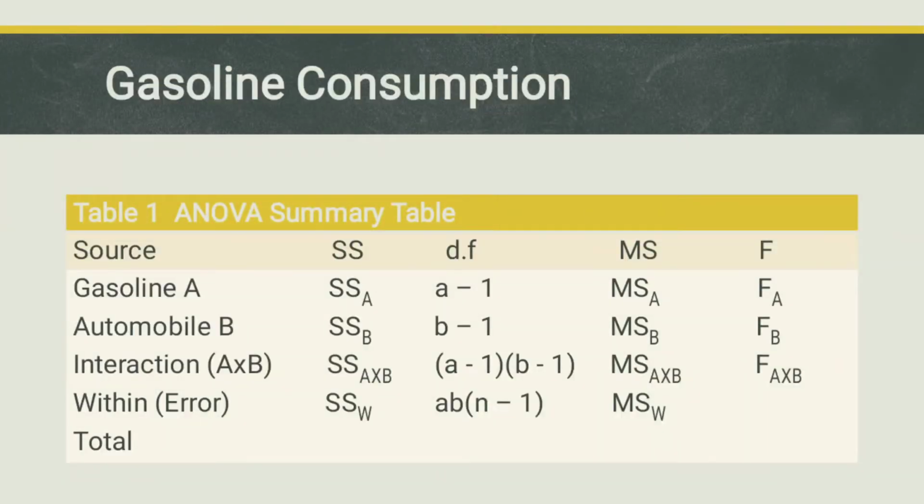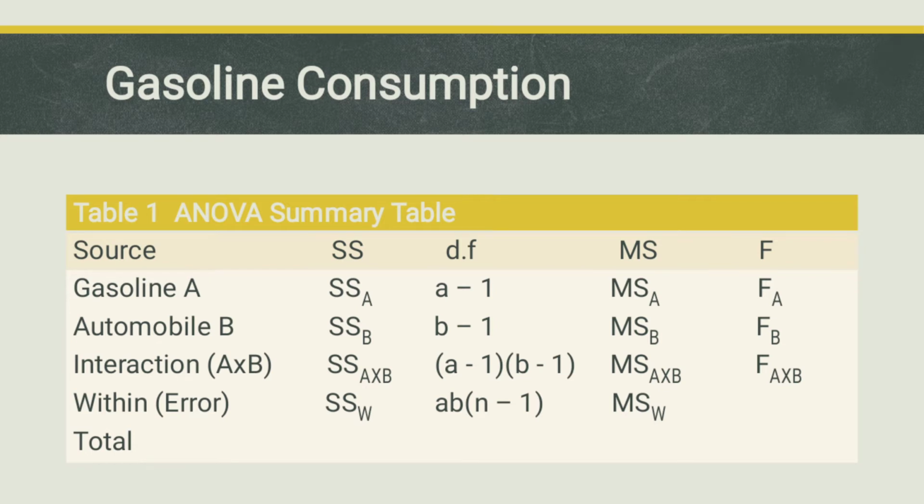For Table 1, we have the ANOVA summary table. Since this was already discussed by the previous reporter, let us just recall it. For sources, we have gasoline A as our first factor, gasoline B as our second factor, their interaction A multiplied by B, and within error. For sum of squares, we need to find the sum of squares for factor A, for factor B, for interaction, and for error term or within group.